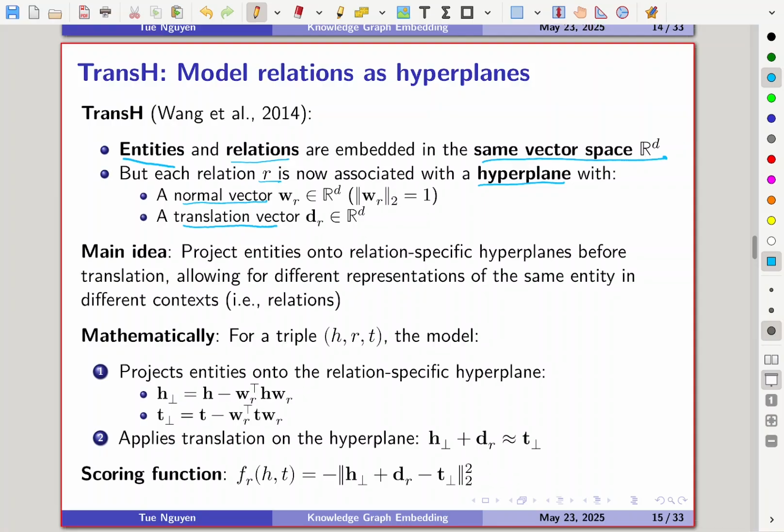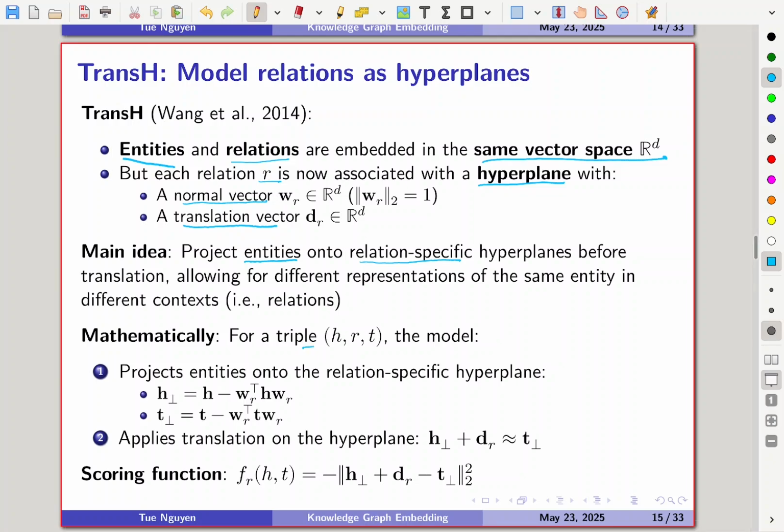So the main idea is that we do 2 steps. The first step is to project the entities onto the relation-specific hyperplane. Then we do the translation. So this allows for different entities to have a different representation depending on which relation they are in.